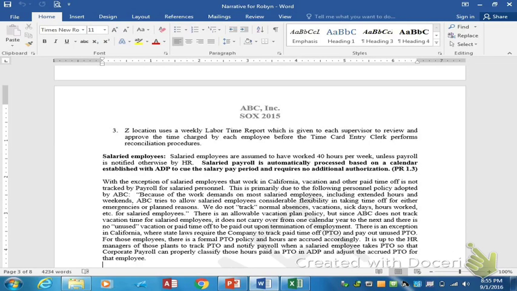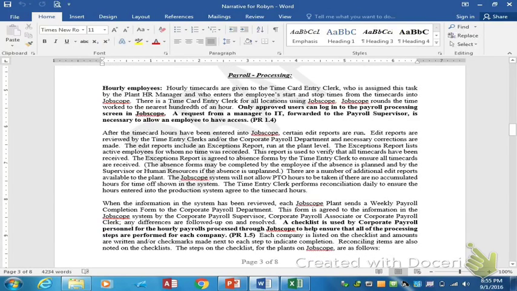It looks like something in California, other paid time off is not tracked by payroll for salary employees. This is due to, so they kind of documented some other things that come into play. Hit the wrong button. Then they talked about how it's processed. Again, they're using this system called Job Scope. So it's going to talk about different aspects of Job Scope. So when you're doing this audit, you're going to know what you need to do based on Job Scope. You wouldn't have known that until you sit down and you do the narrative.